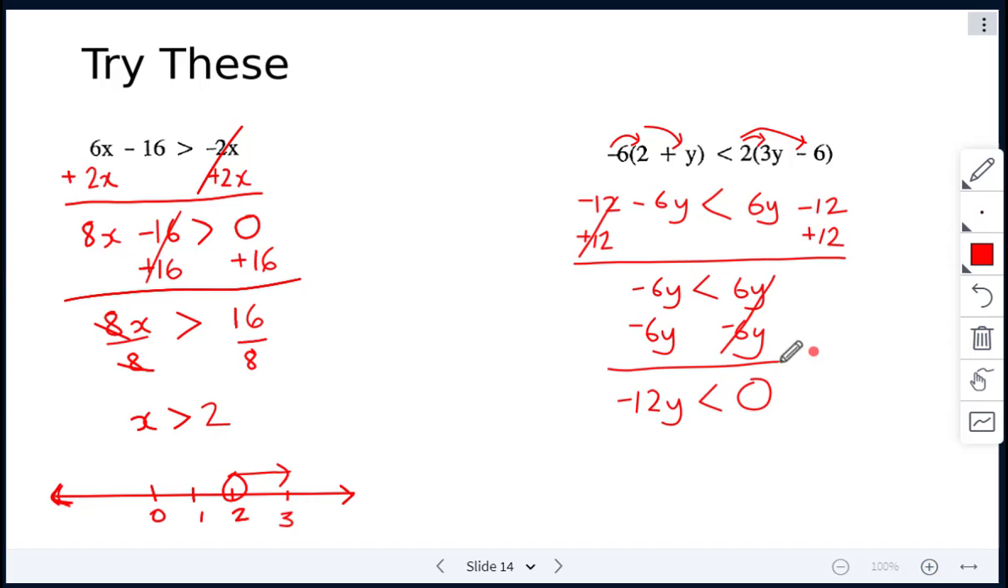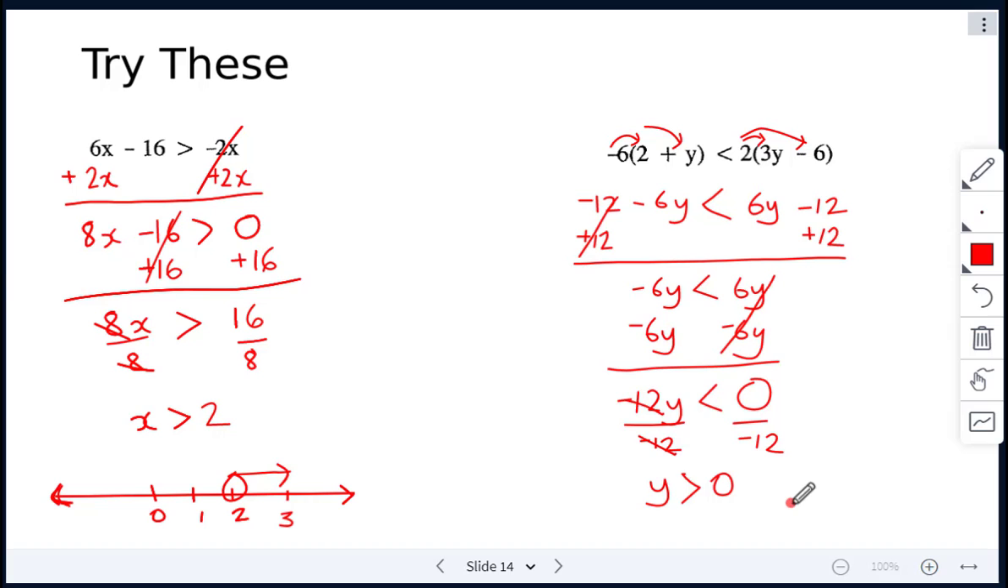We end up with nothing on the right-hand side. And now we're dividing by a negative number. We're dividing by negative 12 on both sides. Okay, so here, because we divided by a negative number, make sure to flip your symbol there. So it becomes y is greater than 0.